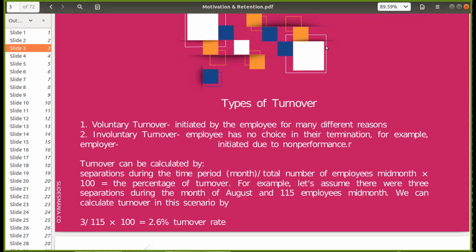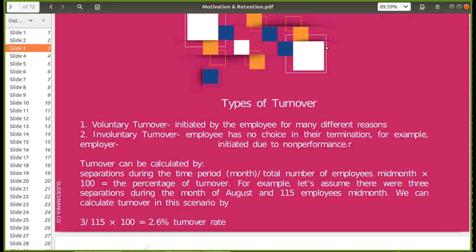Okay, so ang turnover can be calculated by the formula. So yun nasa screen. So formula, separations during the time period, okay, for that month. No? So divided by the total number of employees mid-month times 100. So that's the percentage of turnover.